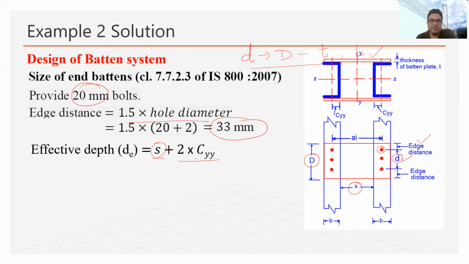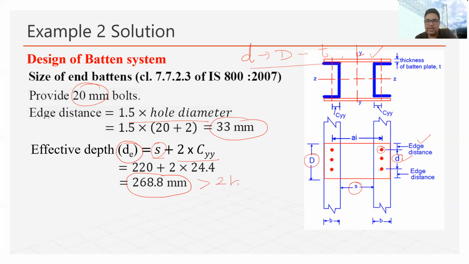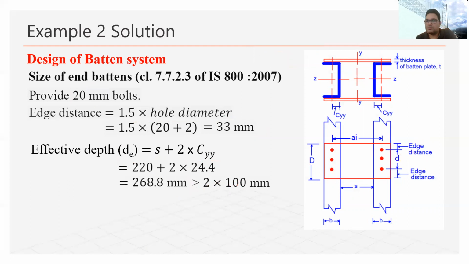Putting all the values, we can find out the effective depth of the end baton, which is DE. First of all, we are finding the effective depth of the end baton. This value is 268.8 mm. This value that we have calculated should also be more than 2 times B, where B is the width of the flange of this channel section, which is 100 mm. We can see that this value is also more than 2 times B, which means the depth we have calculated is safe.